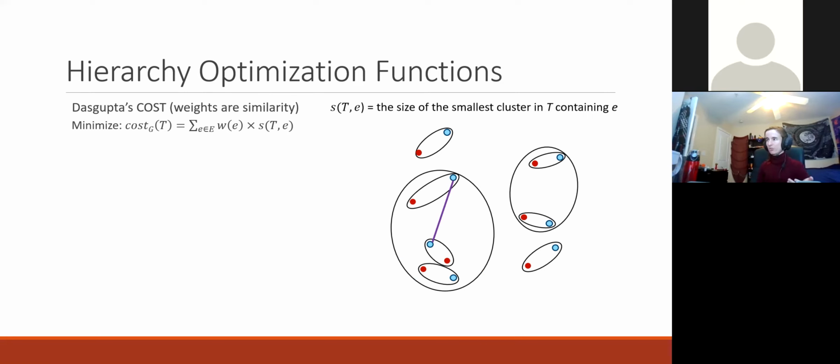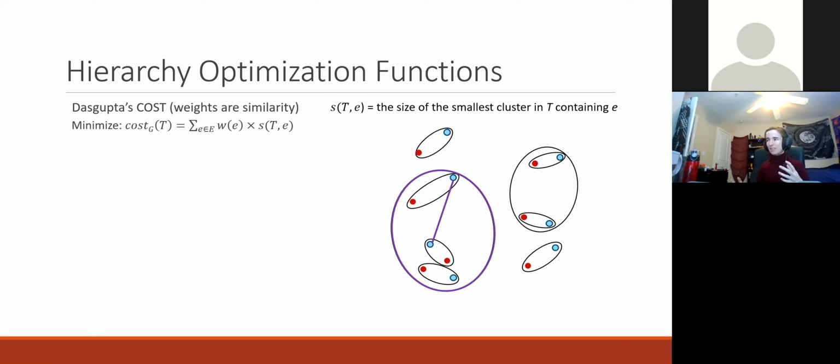What's the size of the smallest cluster in T containing E? Well, that's the smallest cluster in our hierarchy that contains both endpoints of the edge, and its size is 6. So the contribution of this edge to cost is going to be its weight times 6.